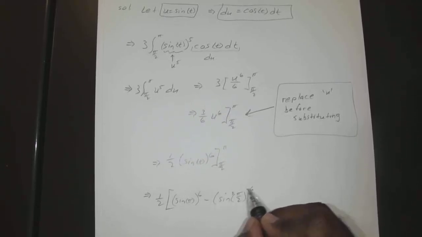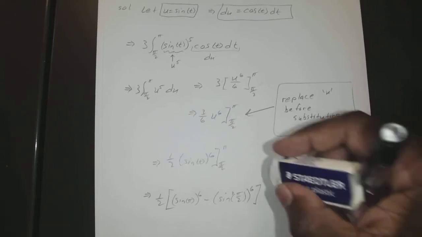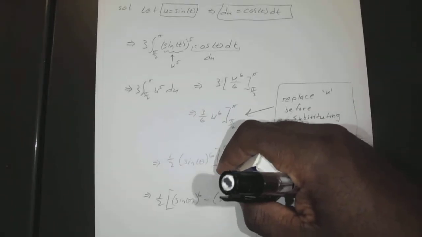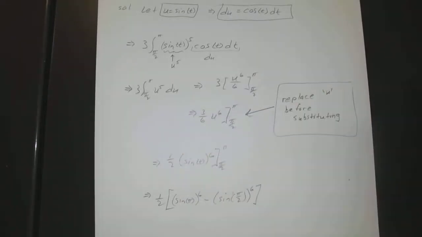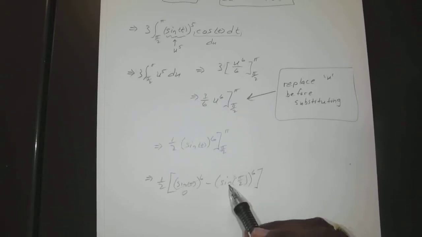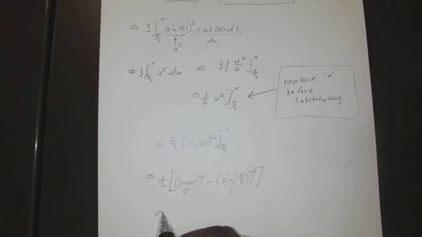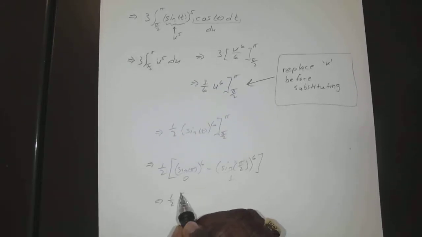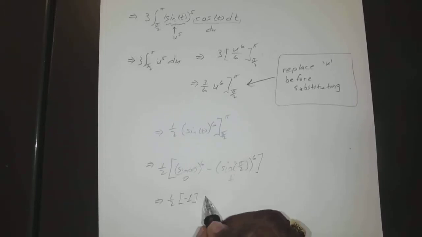Uh-oh, wrong there. Okay, so sine of pi is 0, so that disappears. And sine of pi over 2 is 1, which equals 1. Yep, so you have 1/2 minus 1, so you have -1, which is -1/2.